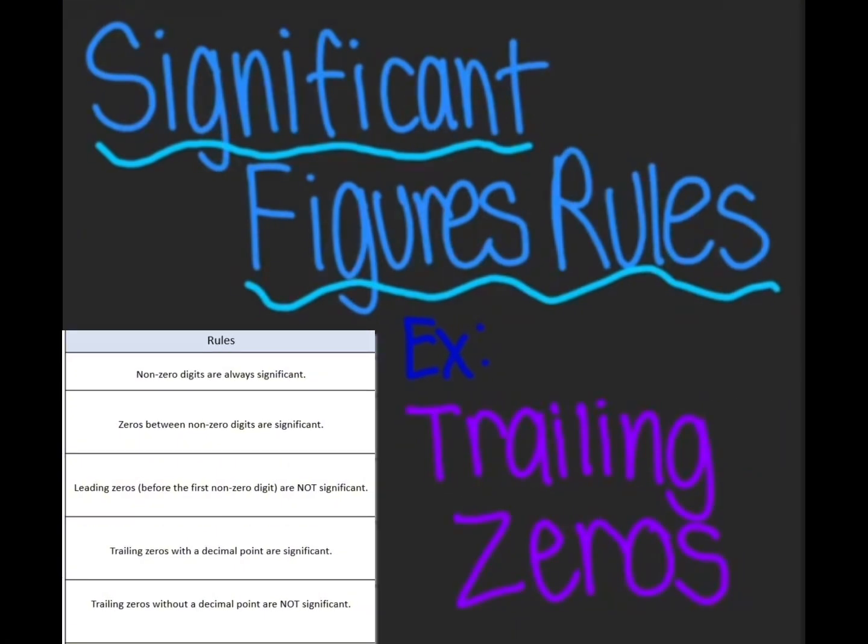Now for the last rule. This gets a bit confusing since this rule has a difference with a decimal and without a decimal that both include trailing zeros. Trailing zeros with a decimal point are significant because they indicate measured and known precision in a value. The decimal point tells us that the zeros aren't just placeholders, but that the measurement was precise enough to include them. Trailing zeros without a decimal are not significant because they usually just act as placeholders to show the scale of the number.